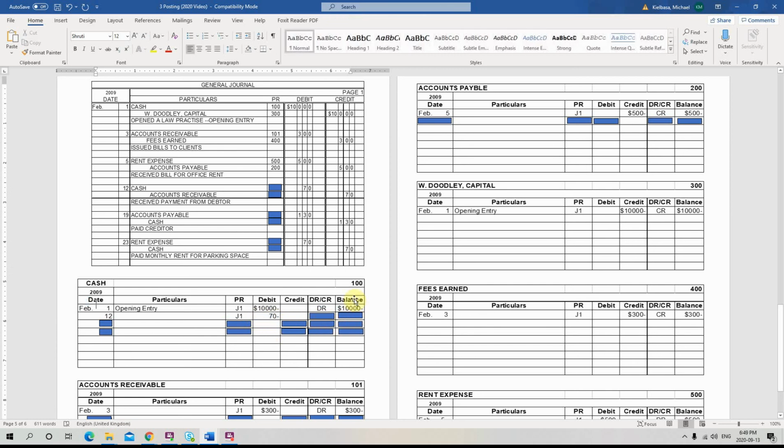Now, this balance is a running total. So if I start off with a 10,000 debit balance and I debit some more for 70, my balance is going to be 10,070, and it's a debit balance.